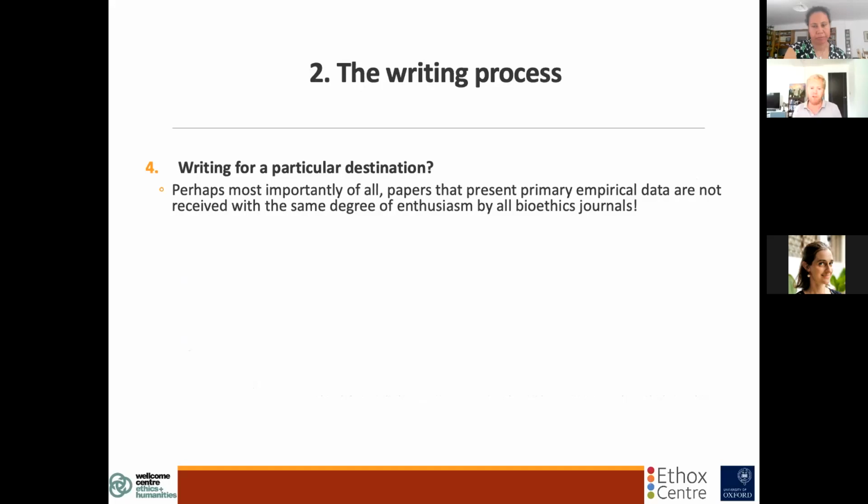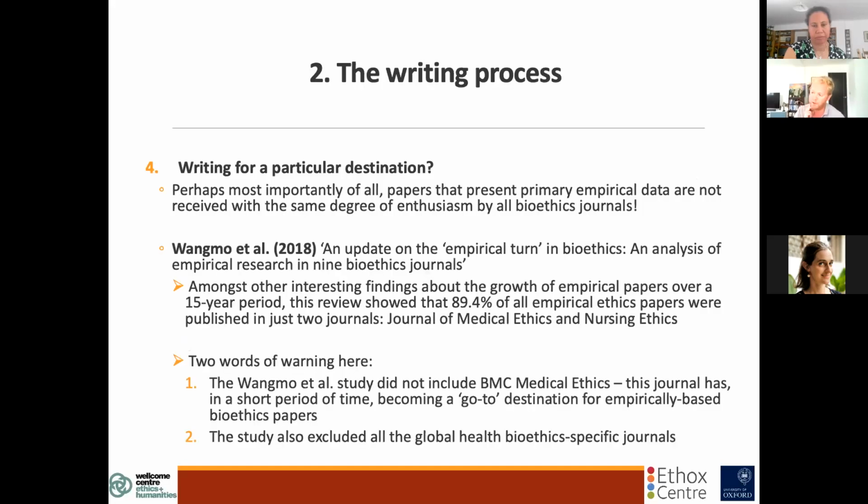But the most important reason why I think you need to be writing for a particular destination and think about that in advance is because not all journals in bioethics are equally receptive to empirical bioethics papers. A very interesting study by Wangmo et al. in 2018, which reviewed the location of empirical research in the field, showed, among other things, that almost 90% of empirical ethics papers were published in only two journals: JME and Nursing Ethics.